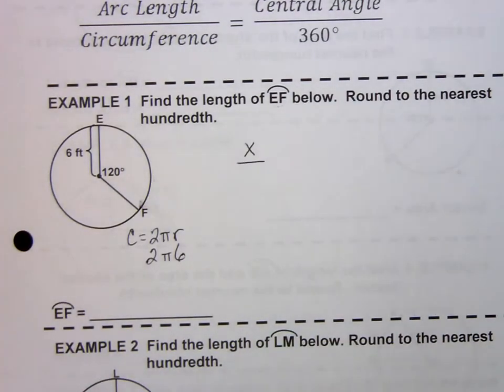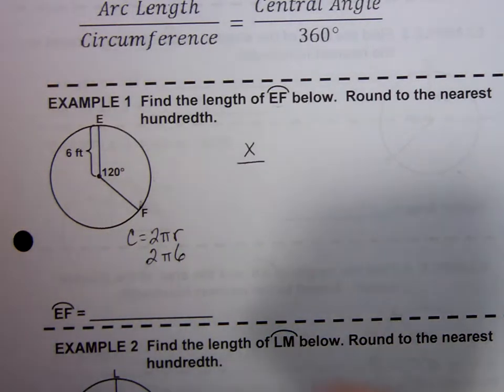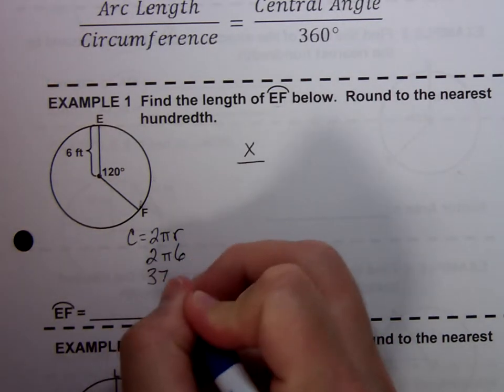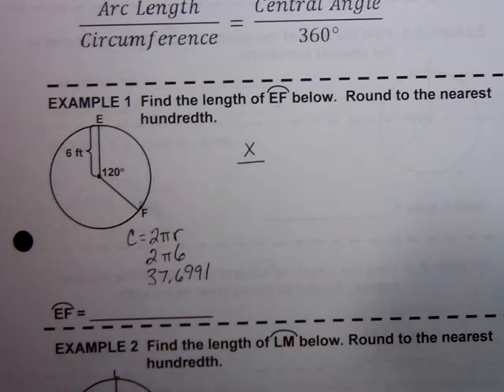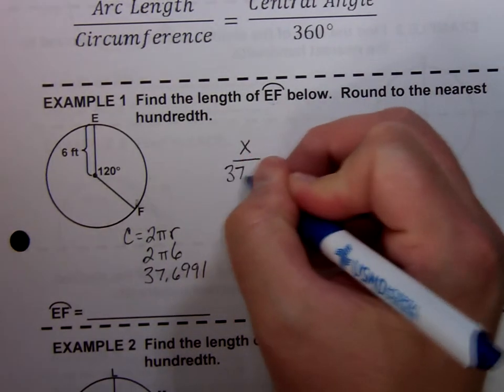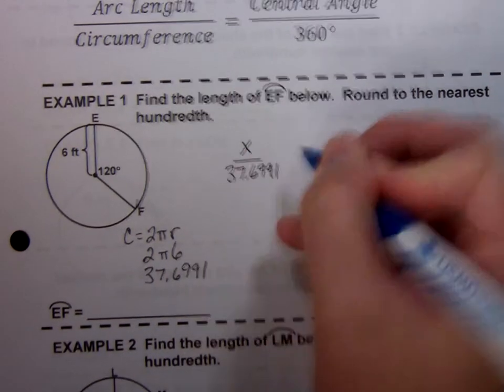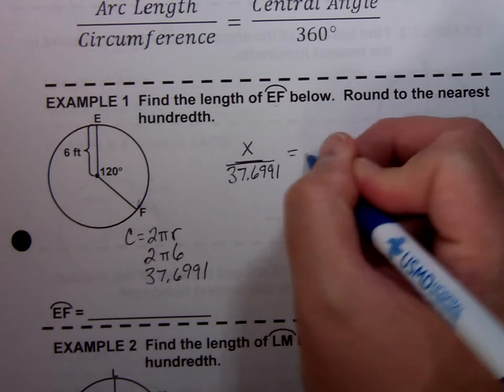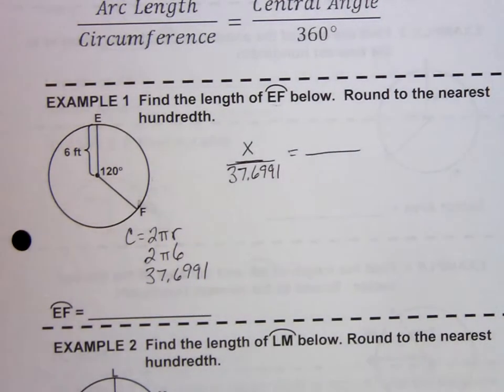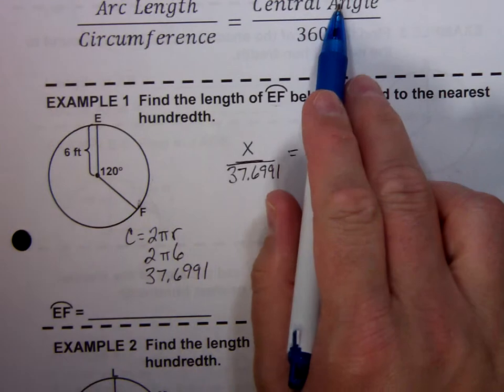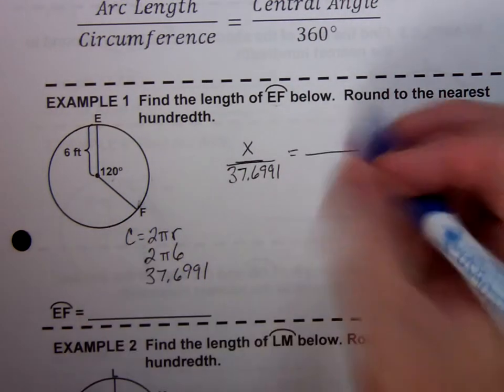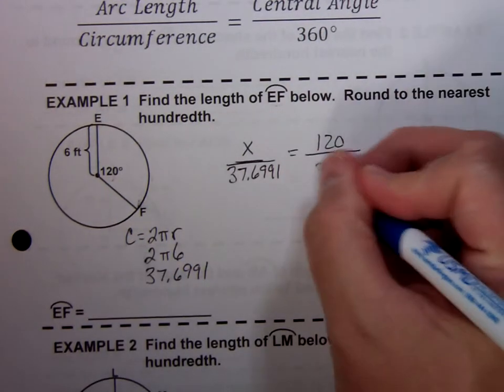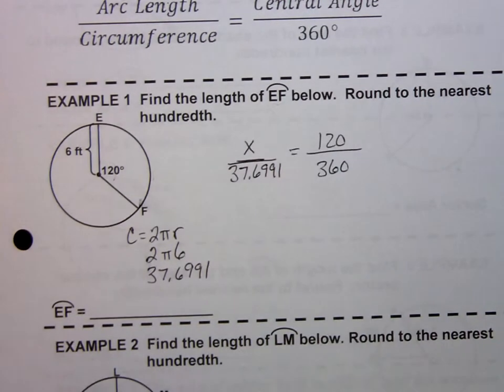Now, if I want to keep two numbers after the decimal point at the end of the problem, I'm going to keep a few extra in the middle of the problem. So for right now, I got 37.6991. And we'll leave it like that for now. If I round to the nearest hundredth in the middle of the problem, it might affect my answer at the end. And then we want the central angle, which is 120 degrees, over 360, because there's always 360 degrees in a circle. So now here's the proportion.